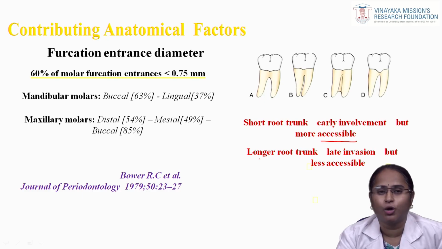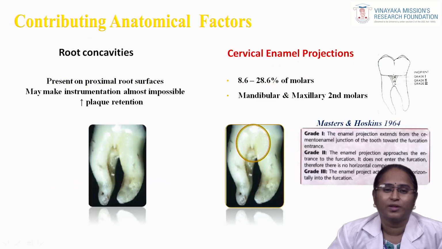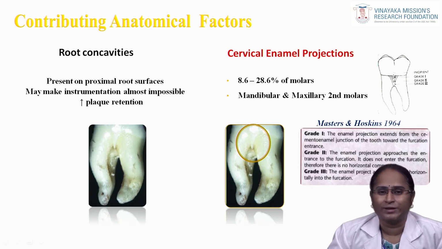Whereas in the case of a longer root trunk, there will be late involvement of the furcation, but it is less accessible and leads to an unfavorable prognosis. Next we are going to see the root concavities, which are present on the proximal root surfaces, which make instrumentation almost impossible in that area, and this leads to increased plaque retention and periodontitis.